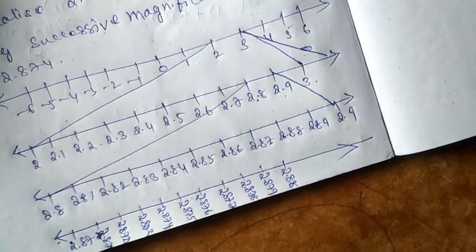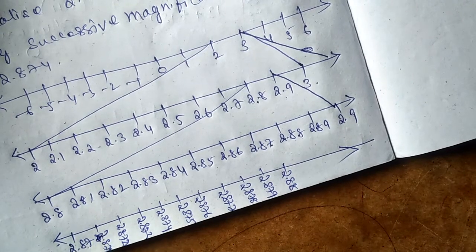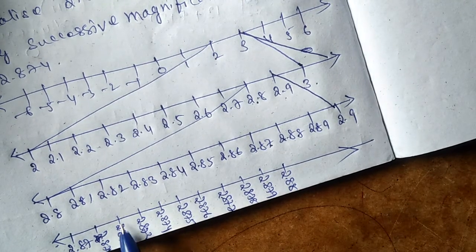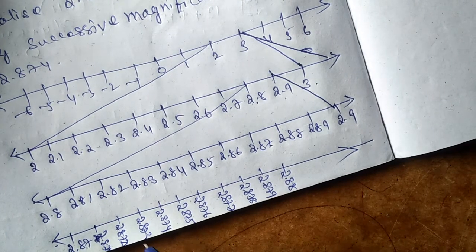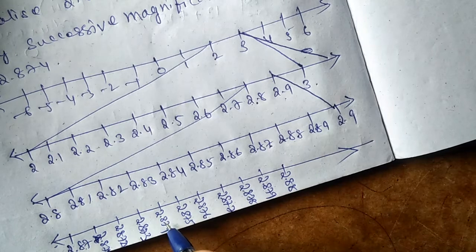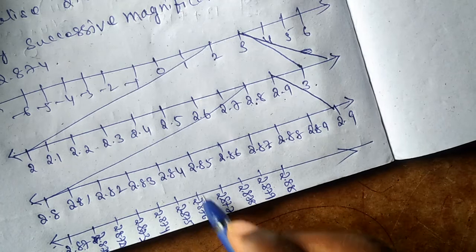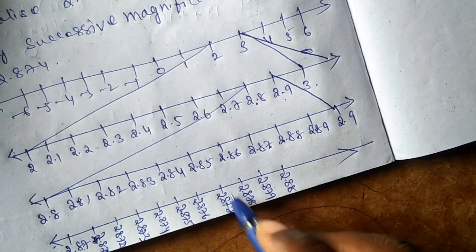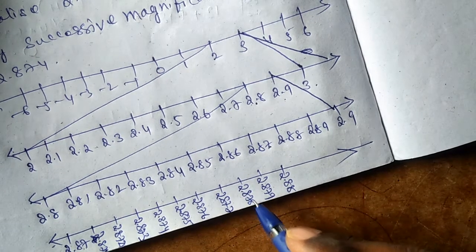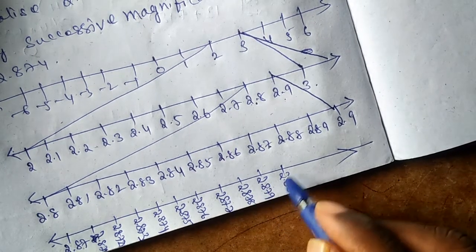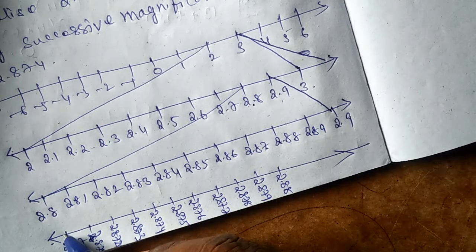So just wait. See here, it is 2.87. This is 2.871, this is 2.872, this is 2.873, this is 2.874, this is 2.875, this is 2.876, this is 2.877, 2.878, 2.879, 2.88. So I magnify this portion between 2.87 and 2.88.